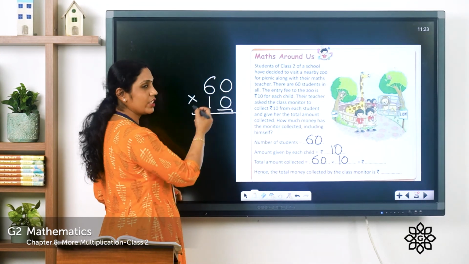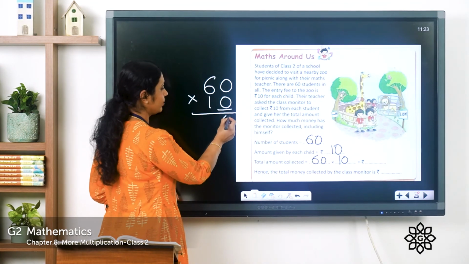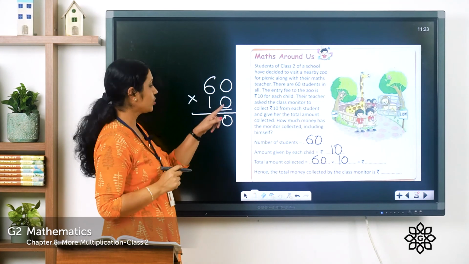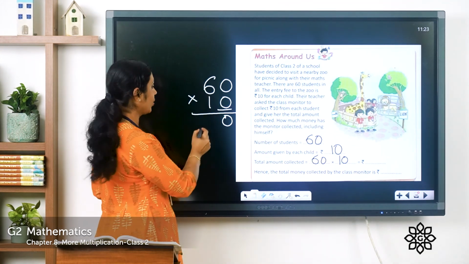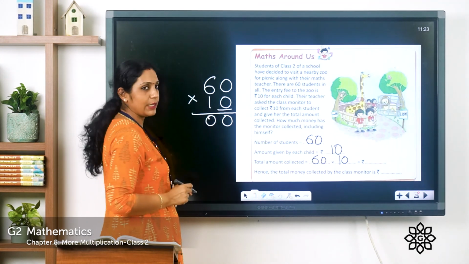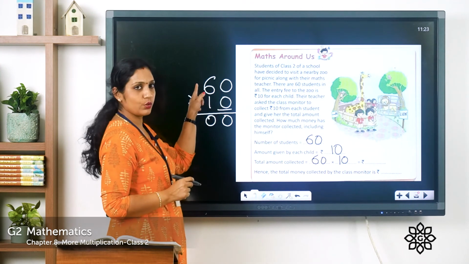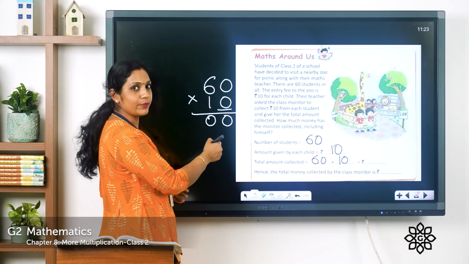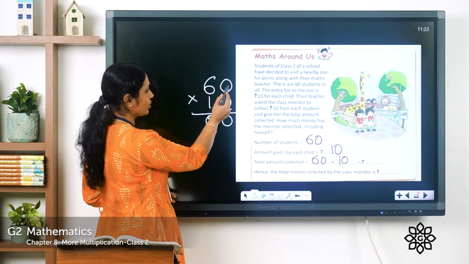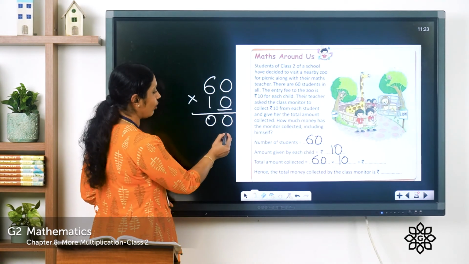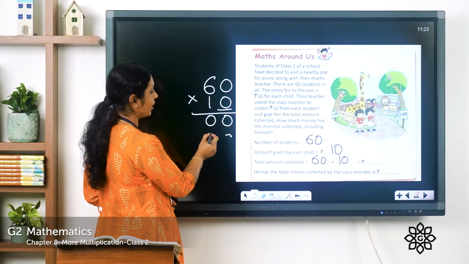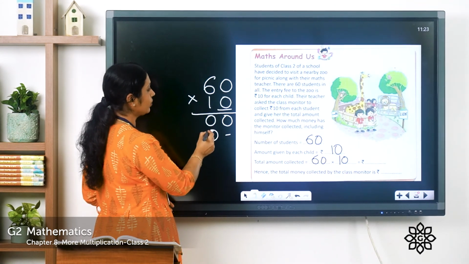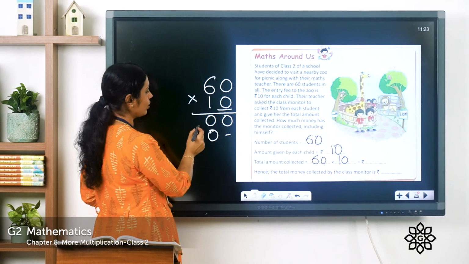So 0 into 0 is 0 itself. Now we have to multiply the 0 with 6. So 0 into 6 is again 0. Now we have to multiply this 1 with these two numbers. That is the second step. So you have to write it under here. So first 1 into 0 is 0, but you have to avoid this place and write that number here. So 1 into 0 is equal to 0. 1 into 6 is equal to 6.